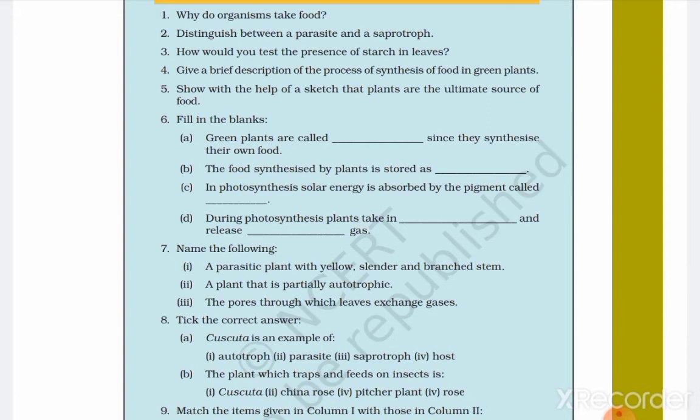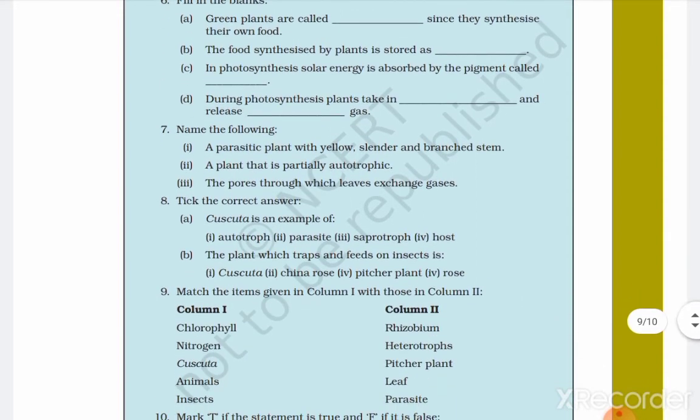Fill in the blanks. Green plants are called dash since they synthesize their own food. Green plants are called autotrophs since they synthesize their own food. The food synthesized by plants is stored as glucose. In the photosynthesis, solar energy, or you can say the sunlight energy, is absorbed by the pigment called chlorophyll. During photosynthesis, plants take in carbon dioxide and release the oxygen gas.